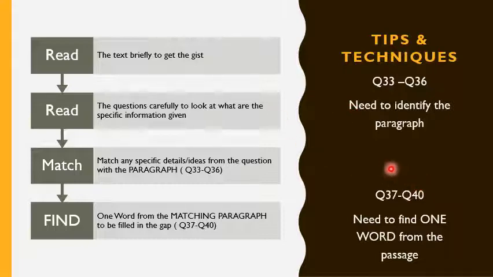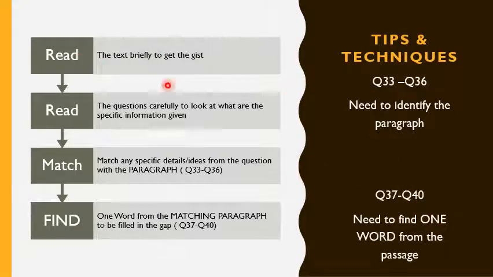Okay. Question 37 until question 40. You need to find one word from the passage. First, kamu kena cari perenggan yang berkaitan dahulu. Kemudian daripada perenggan yang berkaitan itu, kamu dikehendaki cari satu perkataan yang masuk dalam tempat kosong, yang menepati kehendak ayat yang dikosongkan itu.